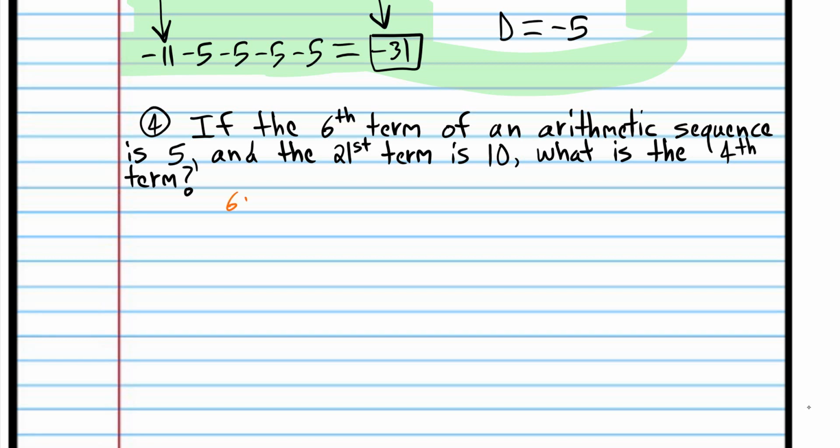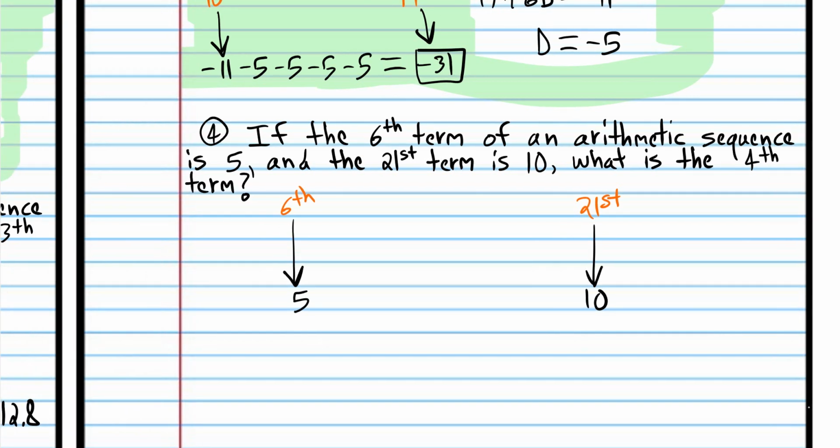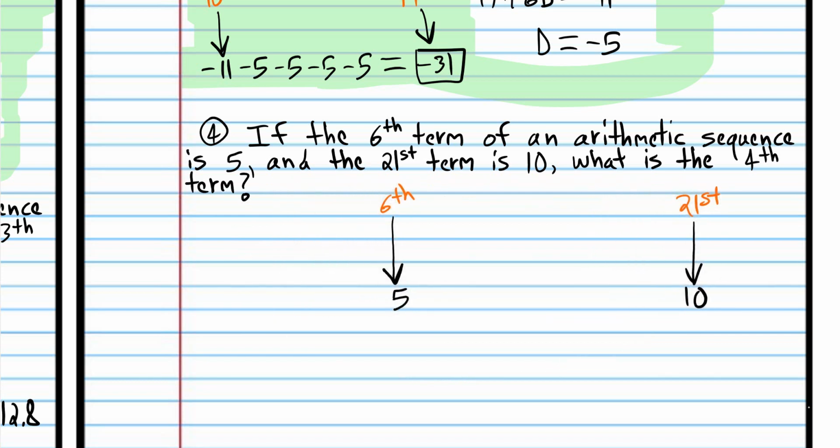So we're told that the 6th term is 5, and the 21st term is 10. And we're looking for the 4th term, which is actually going to be to the left. We're looking for this term over here.